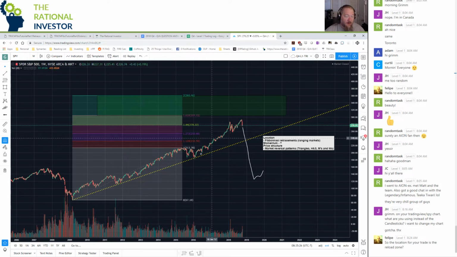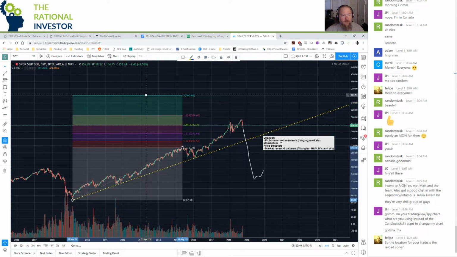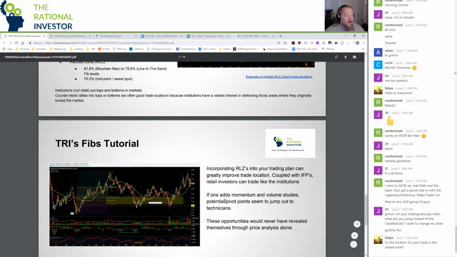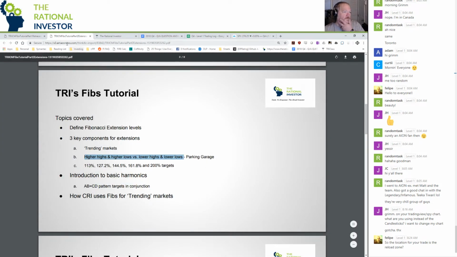Now, if we saw a parking garage, and we don't have any previous move because the SPY has been at all-time highs, but if we had a previous move in here that had a reload zone in this same area, that would be a very powerful indicator that that would be where we would top out at, right? So let's come back here. Let me close this so I can quit getting confused.